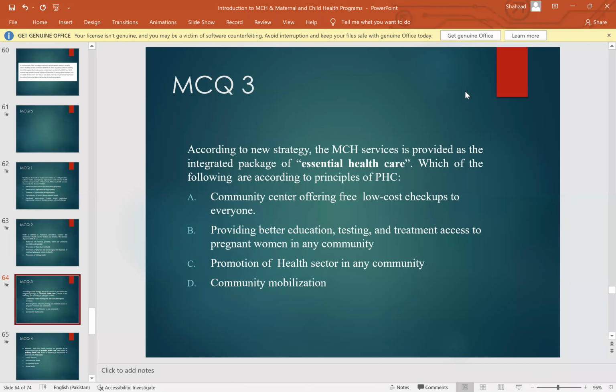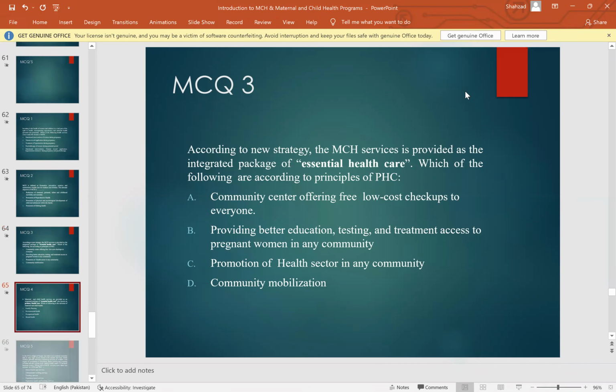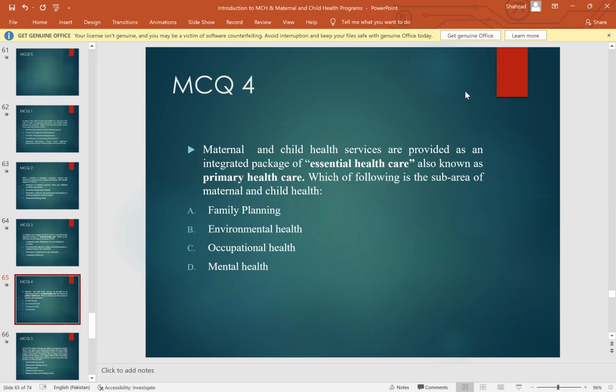B. Yes, B is the correct answer. Maternal and child health services are provided as an integrated package of essential healthcare, also known as primary healthcare.